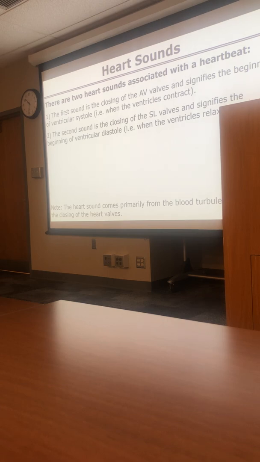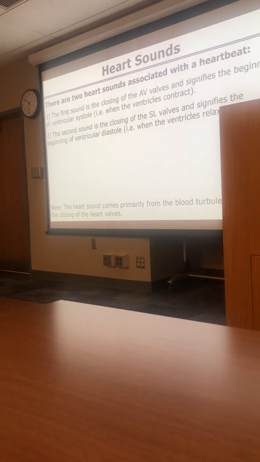The second heart sound, the dub, is actually the closing of the semilunar valves. And remember, the closing of the semilunar valves is when that blood is starting to come back towards the heart because the ventricles have started to relax. So it's actually signifying the beginning of ventricular diastole when the ventricles relax.